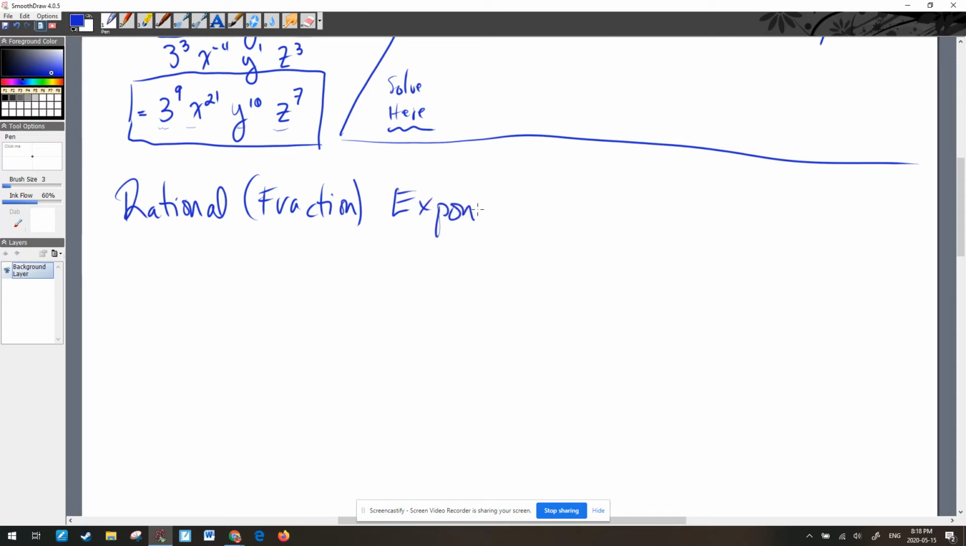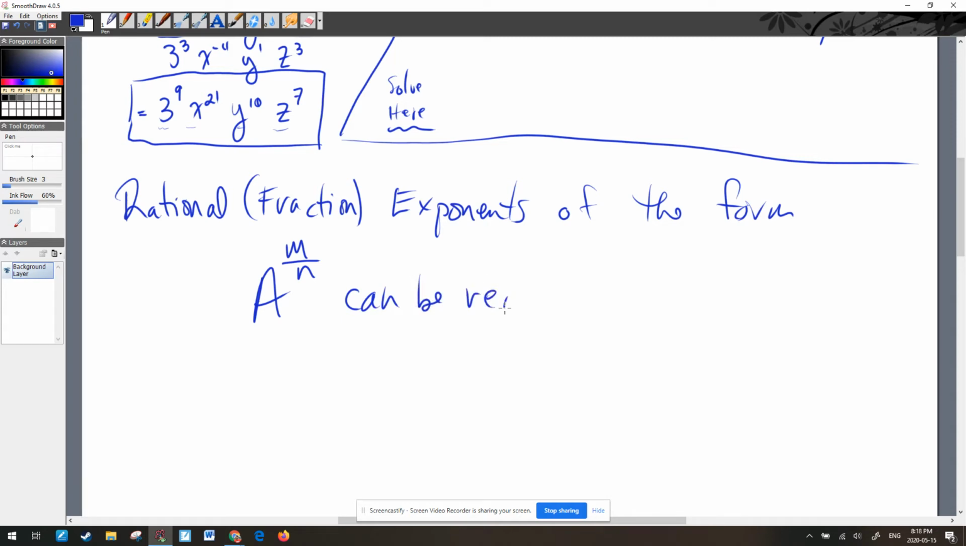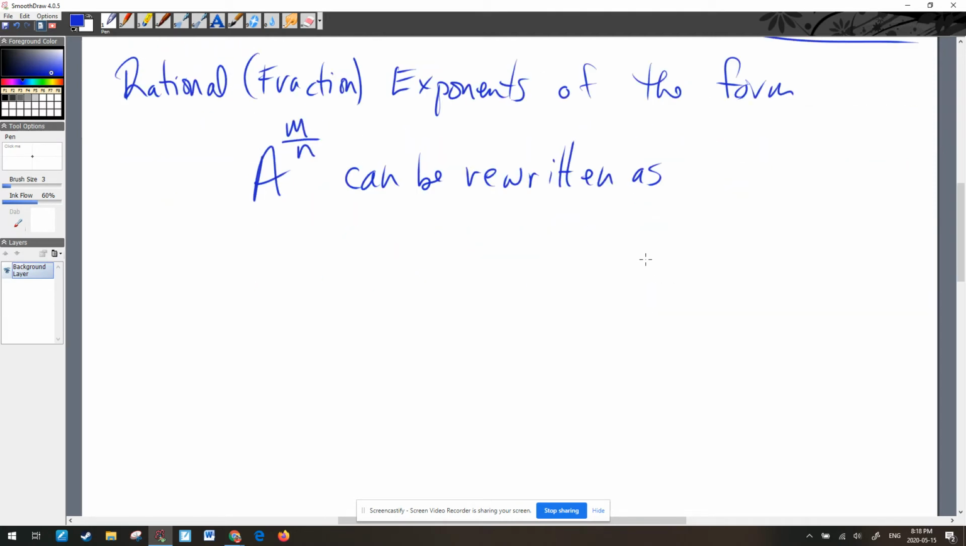So rational exponents of the form, we're going to get a little technical here. Of the form a to the m over n. This is just the general form. It can be rewritten as, this is going to get a little bit sketchy, but it's all right.